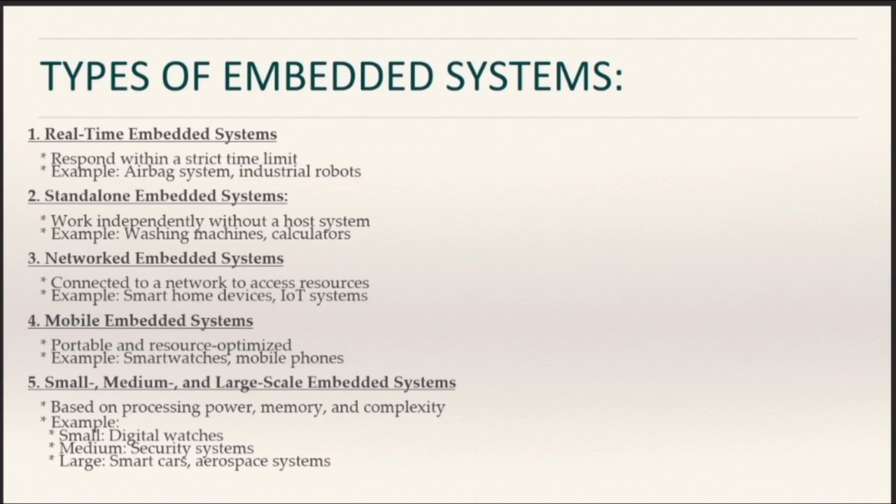Small, medium, and large scale systems are classified based on processing power and complexity. An example of a small scale system is a digital watch, for medium scale, security systems, and for large scale systems, aerospace or smart car systems.